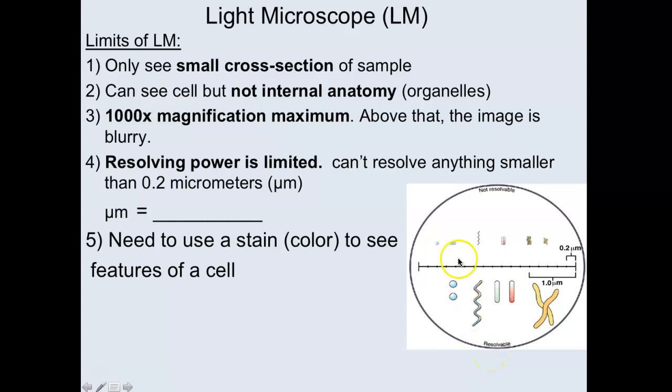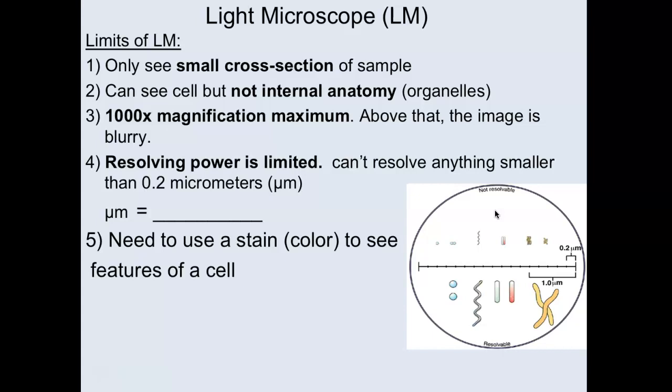However, if you have tiny objects and the two fall inside of 0.2 micrometers, meaning that they're closer together than that, or they're smaller than 0.2 micrometers, then these two little circles will look like one big blurry circle. These two objects here will look like one big fat oval. So it's very difficult and not resolvable to see these smaller items.